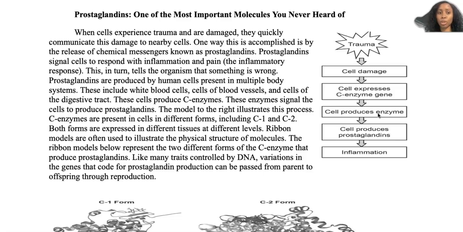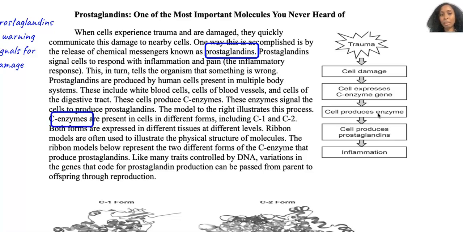So, they keep talking about these prostaglandins. I circled that and then I put an annotation based upon the reading that it provides warning signals for damage. And in further reading, they keep talking about enzymes, and I'm like, okay, I know what enzymes are. These are types of proteins.